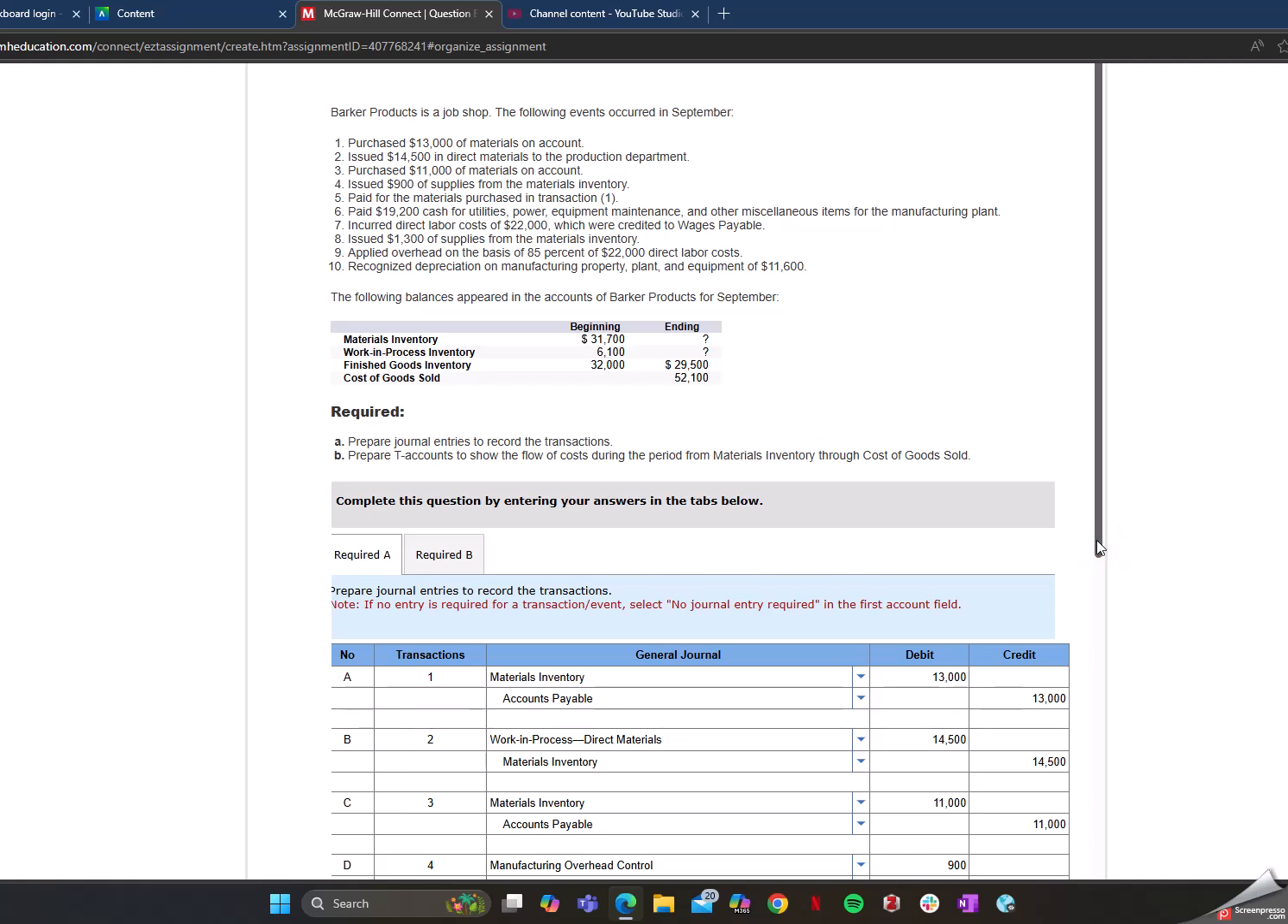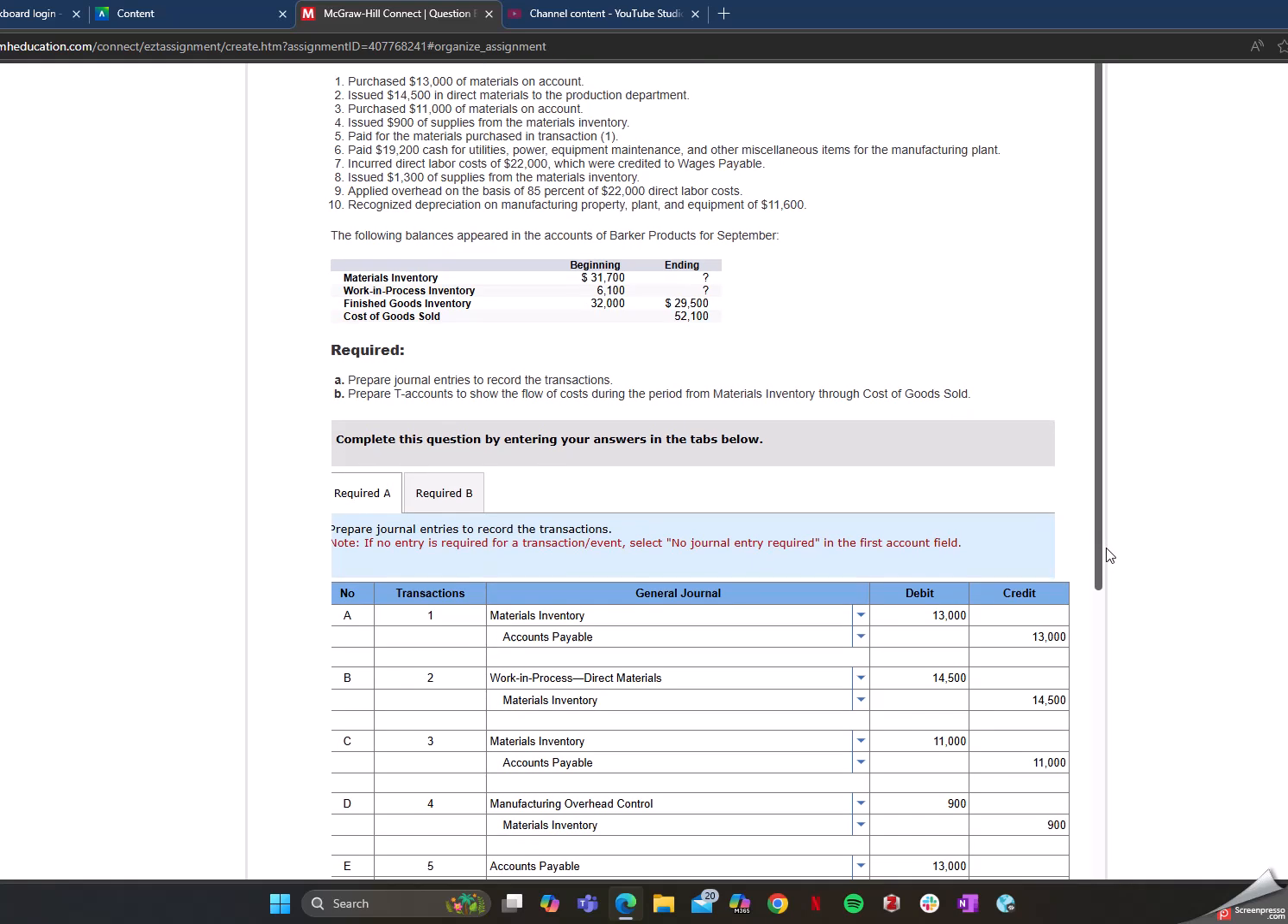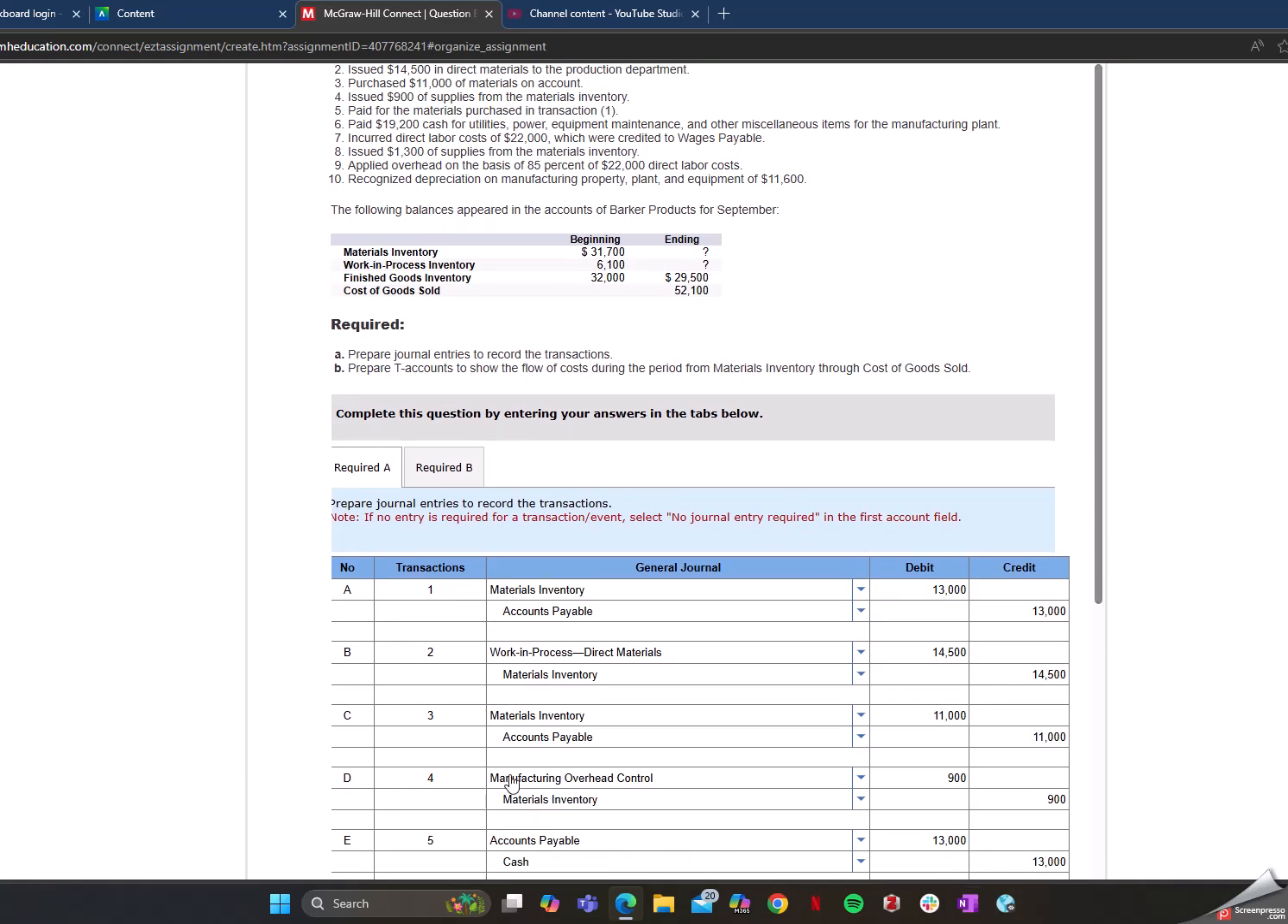Then we purchased another $11,000 for materials on account. So again, that goes into our materials inventory, and then we credit accounts payable again because it's on account. Then we issue $900 of supplies from the materials inventory. Well, supplies are going to be overhead, so those will debit manufacturing overhead control. And again, we'll credit the materials inventory because we're taking it out of our inventory.